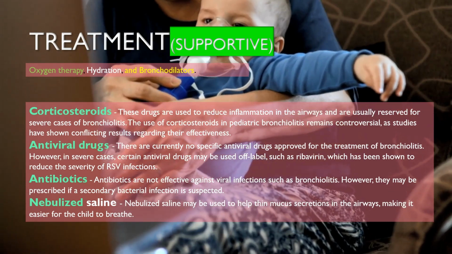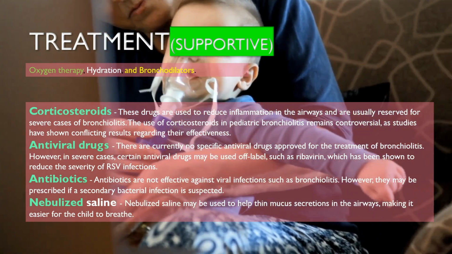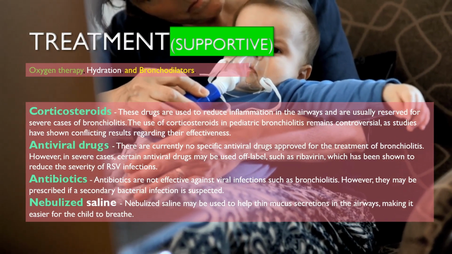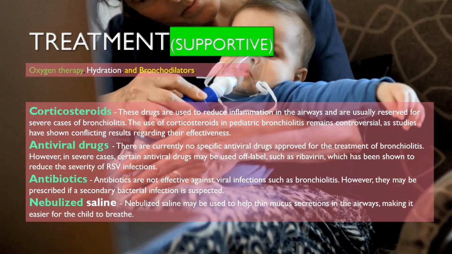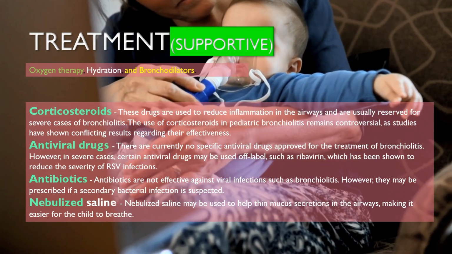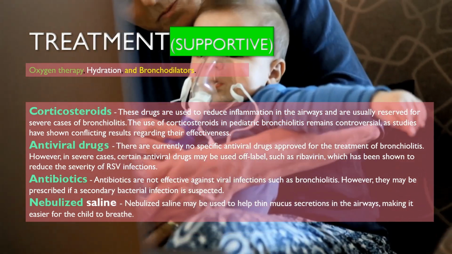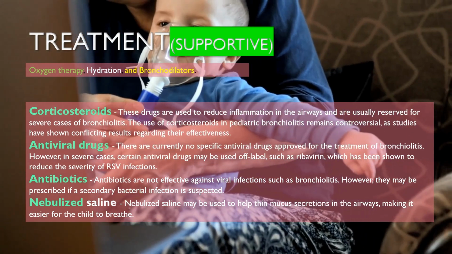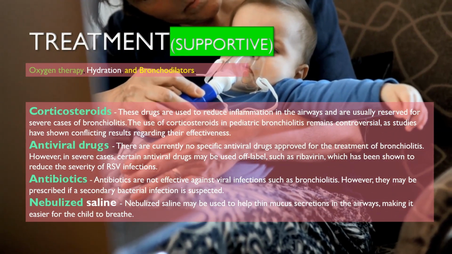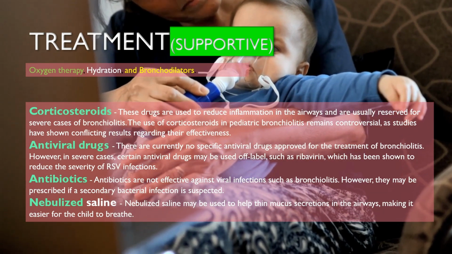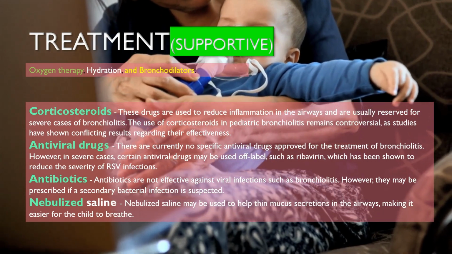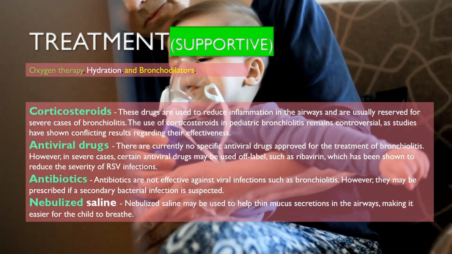In addition to supportive care measures, several chemical drugs may be used to treat pediatric bronchiolitis, depending on the severity of the illness and the symptoms present. 1. Corticosteroids. These drugs are used to reduce inflammation in the airways and are usually reserved for severe cases of bronchiolitis. The use of corticosteroids in pediatric bronchiolitis remains controversial, as studies have shown conflicting results regarding their effectiveness.